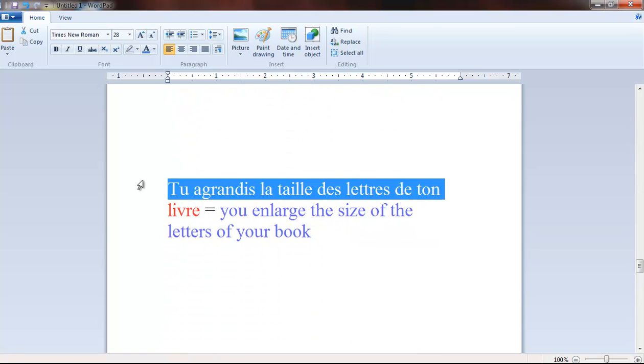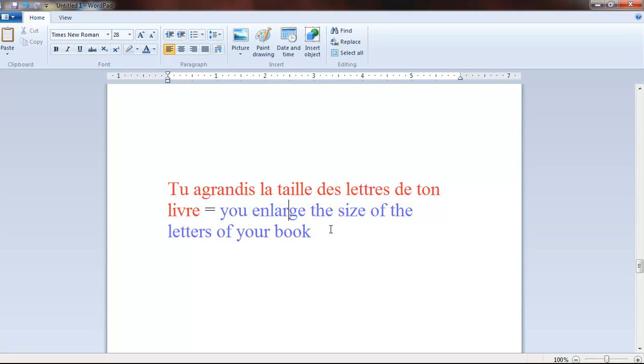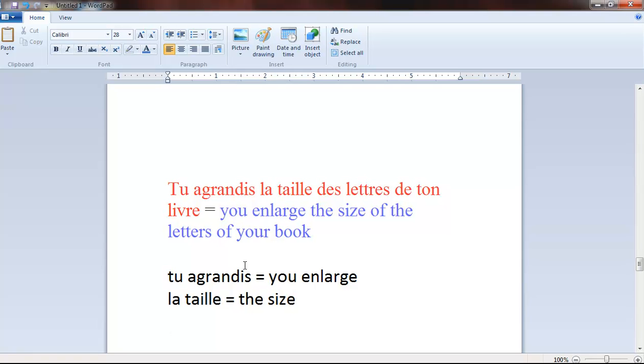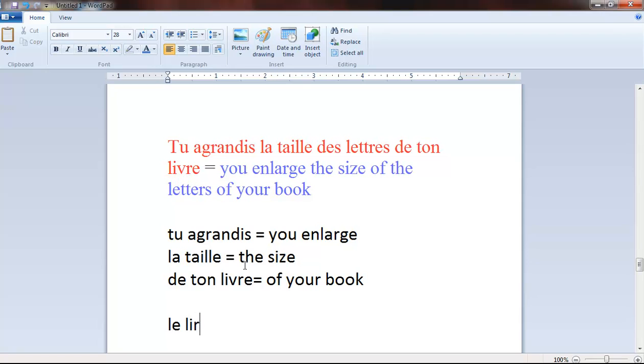Tu agrandis la taille des lettres de ton livre. You enlarge the size of the letters of your book. Tu agrandis, you enlarge. La taille, it means the size. It's a feminine noun. De ton livre, of your book. And of course, le livre, it means the book.